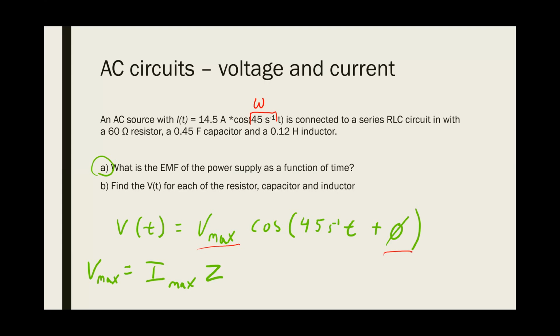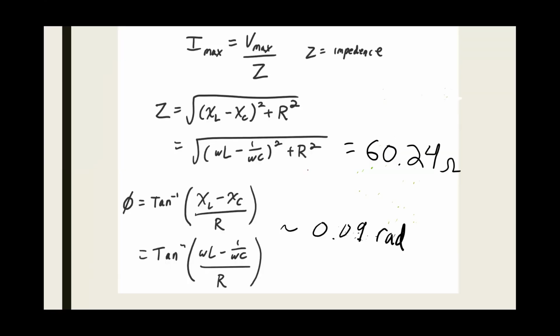Finding the amplitude of the voltage in terms of the amplitude of the current boils down to finding the impedance. So there are really two things I need to calculate here: the impedance and the phase. For the impedance, I can calculate it from omega, L, C, and R, and I get 60.6025 ohms. For the phase, I can calculate it in terms of L, C, R, and omega using this inverse tangent function, and I get something like 0.09 radians.